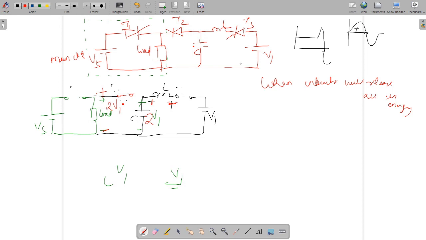So for turning off the main SCR, you have used the auxiliary SCR, and you have provided a gate pulse. You have provided the external pulse to T3 and T2, and in this way reverse voltage is coming across your T1, and your SCR will enter the off state. So this is all about the class C commutation.